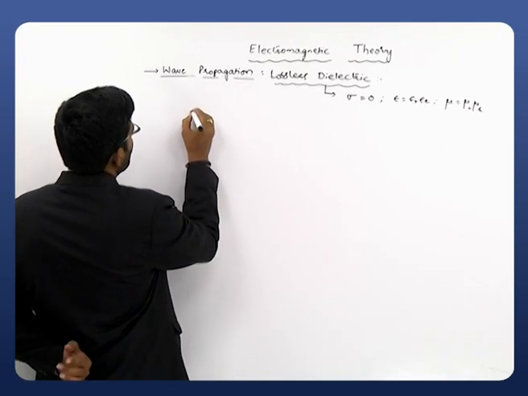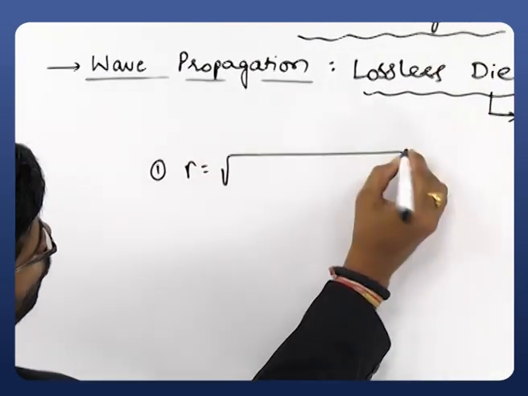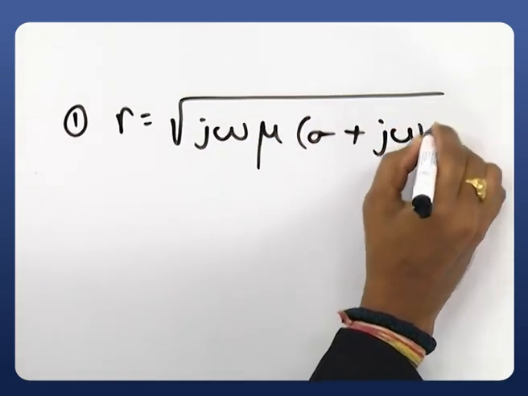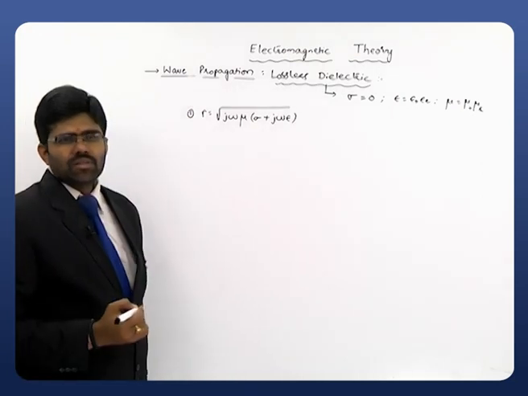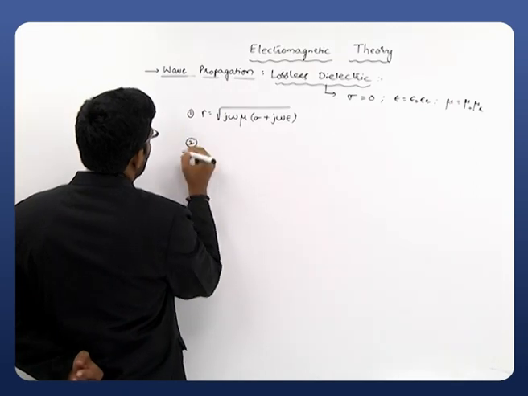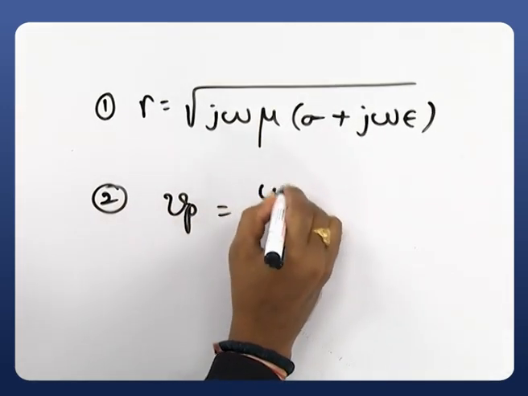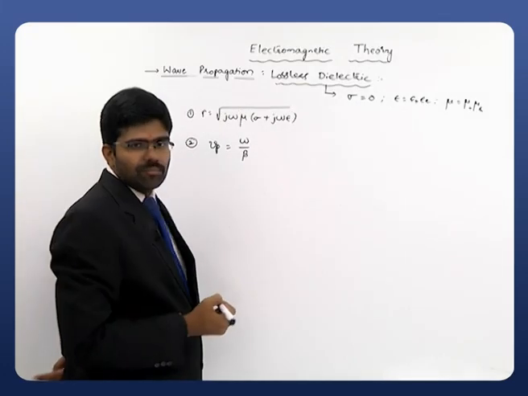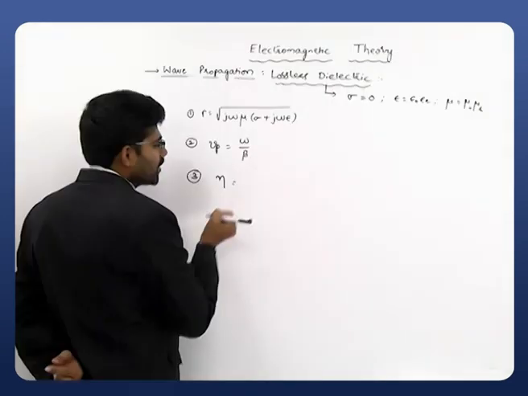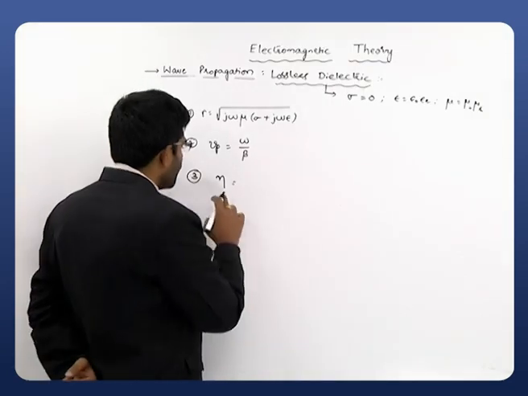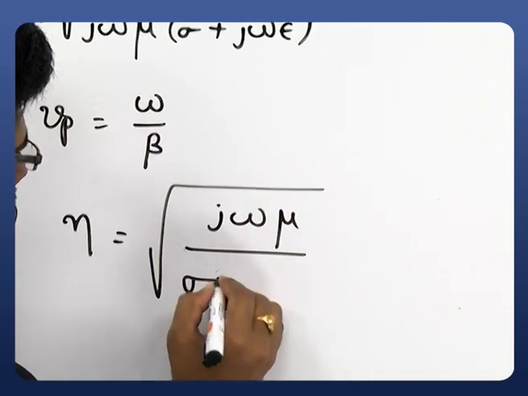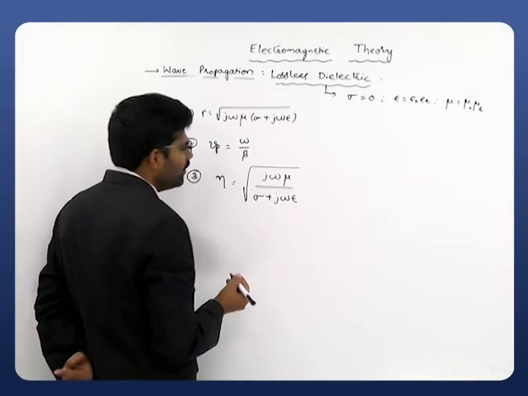We went through our propagation constant gamma. Gamma is equal to the square root of j omega mu multiplied by sigma plus j omega epsilon. This is the quantity we have. After that we went through phase velocity, which is omega by beta. And after that let us take our intrinsic impedance, or the characteristic impedance of the medium, eta. Eta is equal to the square root of j omega mu divided by sigma plus j omega epsilon.